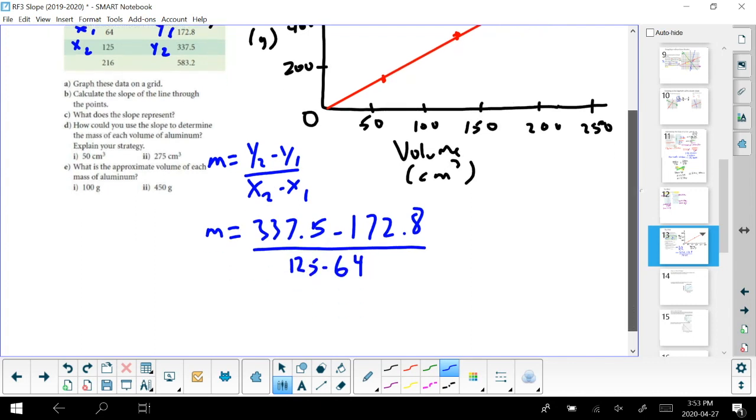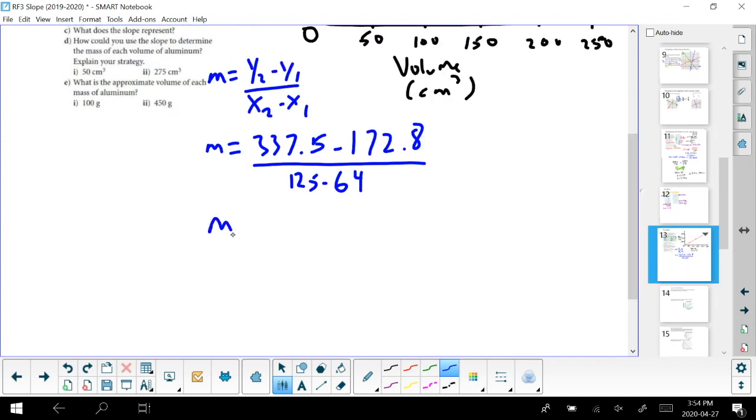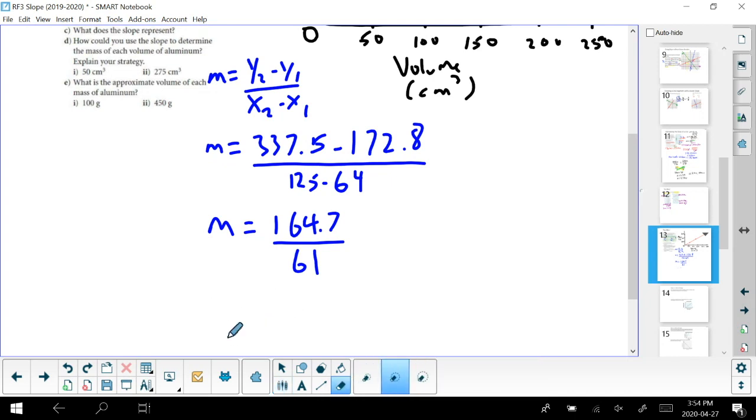Let's go and simplify this. You might want to grab your calculators. So 337.5 minus 172.8 divided by 125 minus 64. This will give us 164.7 divided by 61. So this doesn't help us out an awful lot just yet.